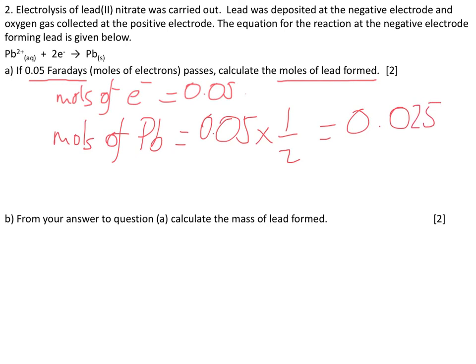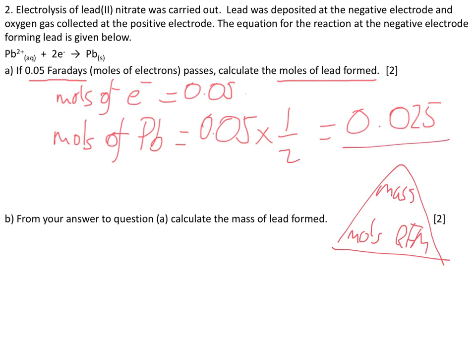And the next question, this covers really just converting moles into mass. So from your answer to A, calculate the mass of lead formed. Well, again, you can see that we need to use our moles triangle. So you've got moles, mass over RFM. So as we've got the moles, hopefully you've got your periodic table in front of you, so you can look up the atomic mass of the lead.